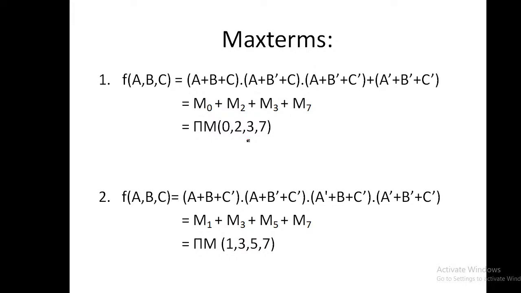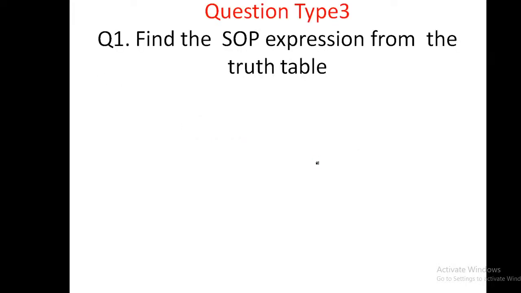Okay, now let's have a third type of problem. Let's have a look at the third type of problem. In the question a truth table will be given. You need to find out the SOP expression in terms of minterms from that.